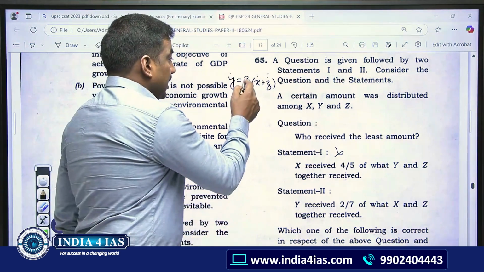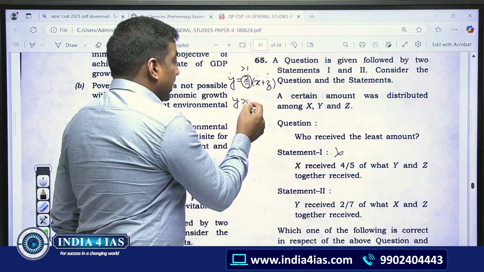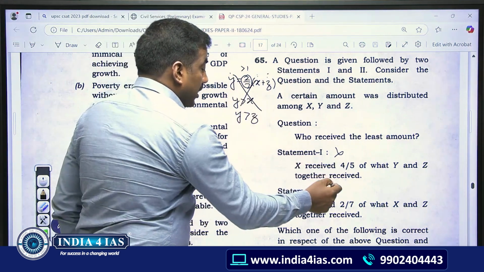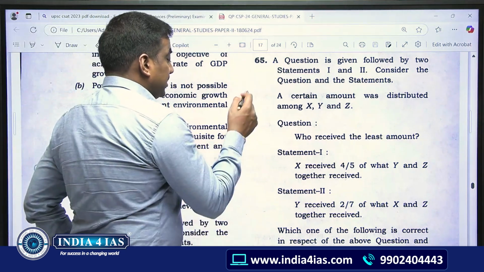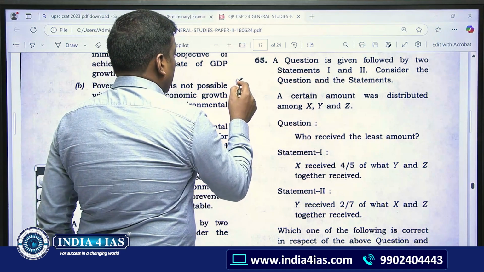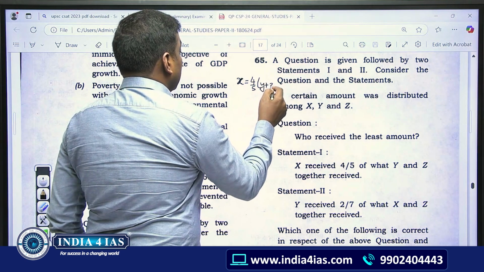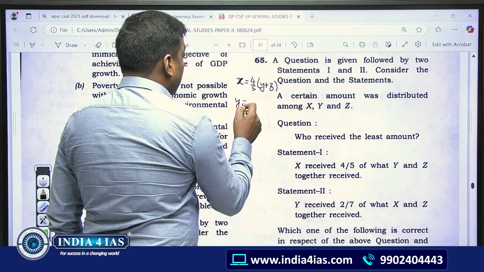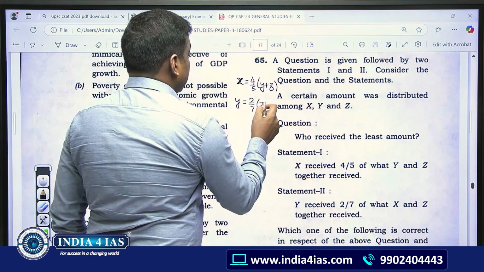In this case, if this fraction was more than 1, then at least I would have said Y is having more than X and Y is having more than Z, but that is not the case. Here also I cannot conclude. So statement 2 alone also I cannot conclude. Now I have to club both the statements. So the first statement is saying X is equal to 4 by 5 of Y plus Z. Then the second statement is saying Y is equal to 2 by 7 of X plus Z.